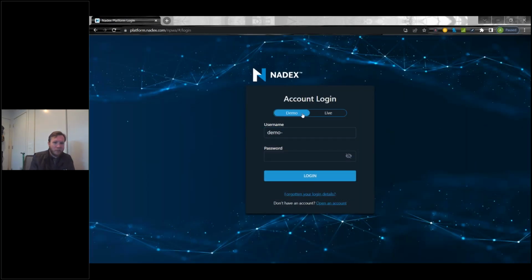I do have a question coming up, so I will answer that as I log into my account here. If you do have a Nadex account, you should know this login screen. If you aren't sure how to get here, you just want to go to nadex.com, and in the top right corner of your screen, there will be a login button.